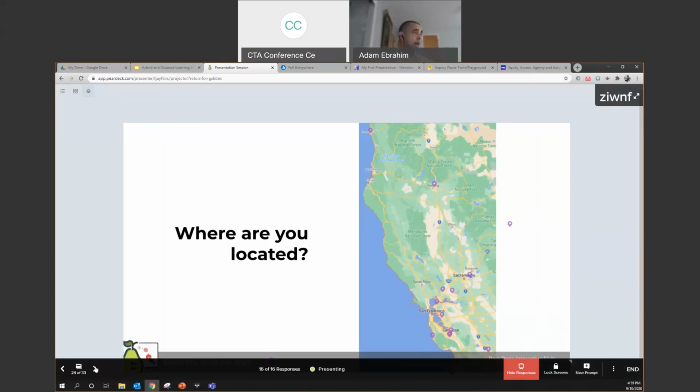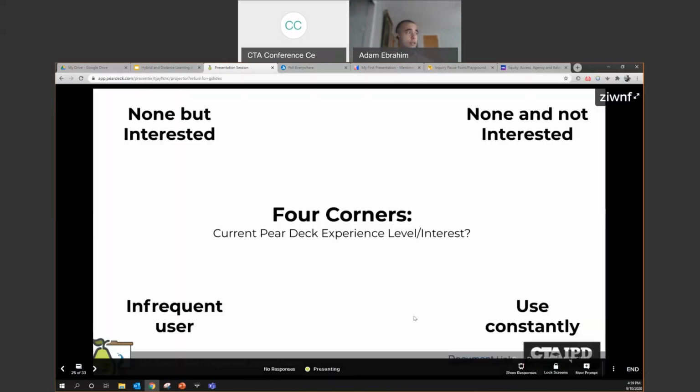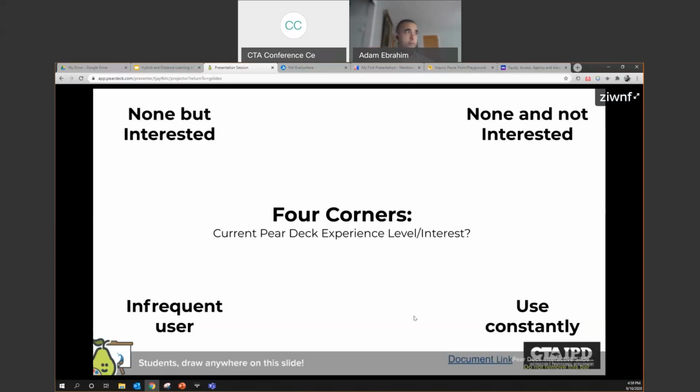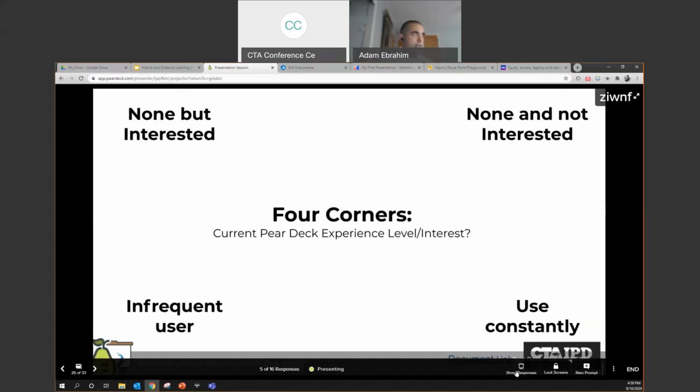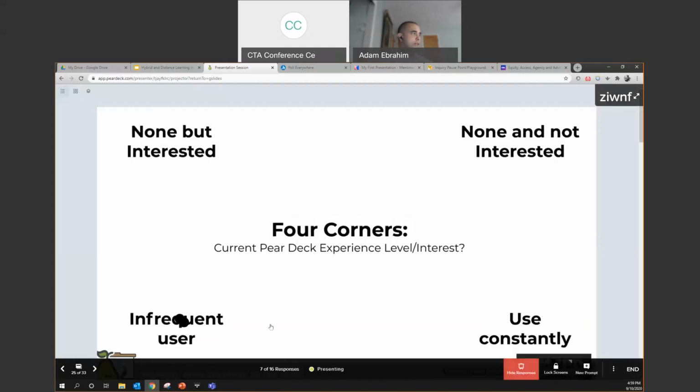Okay, now this is a drawing tool. I'll just let you play around here for a minute. How do you feel about Pear Deck? What's your current level? You can draw it now. So you have a little drawing dashboard. Maybe I just want to put a little green dot. I'm done, but I'm interested. So that's how that works. And then, infrequent user, cool.